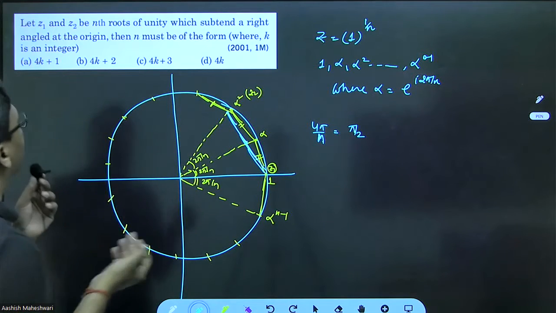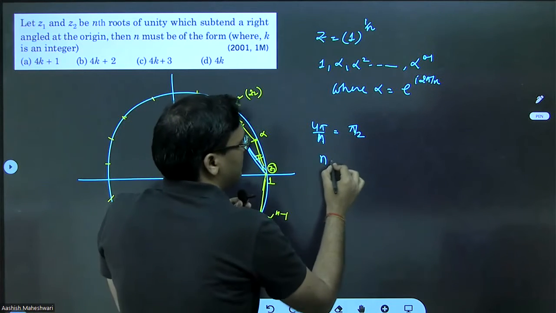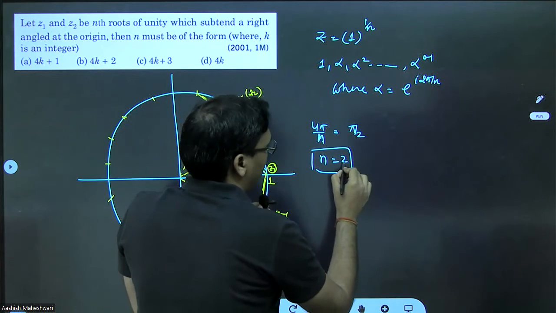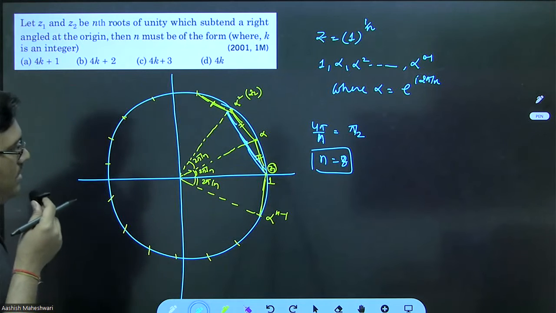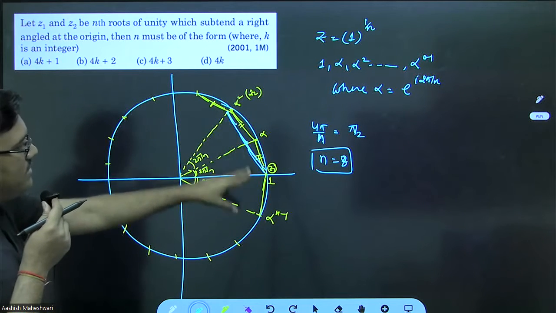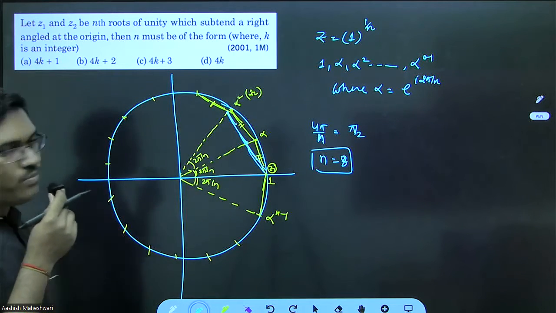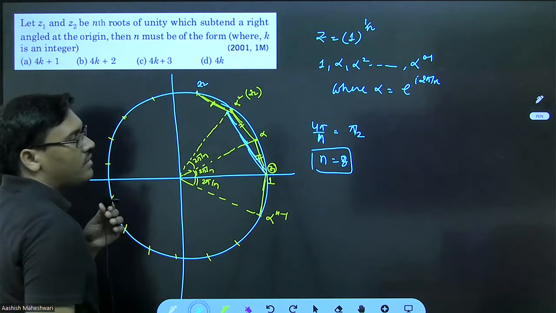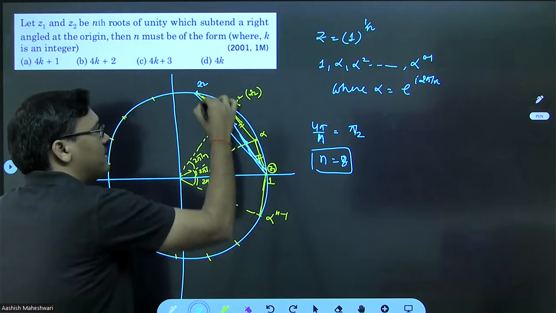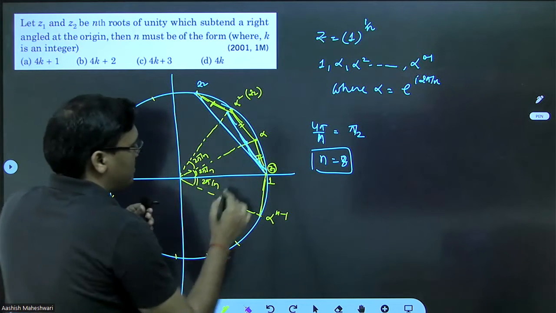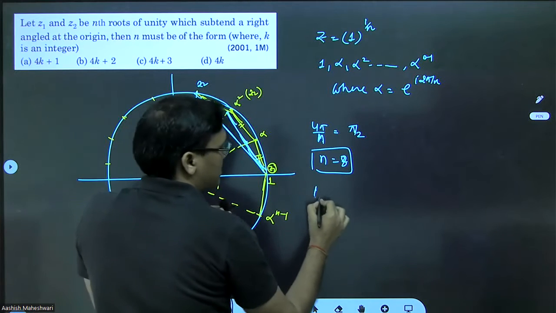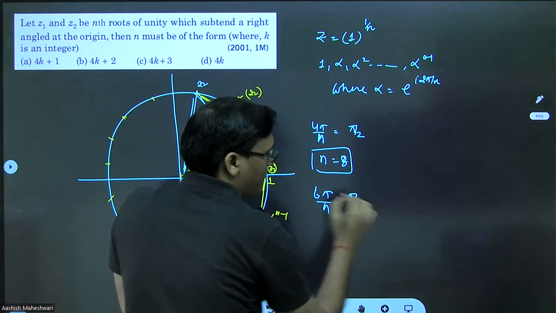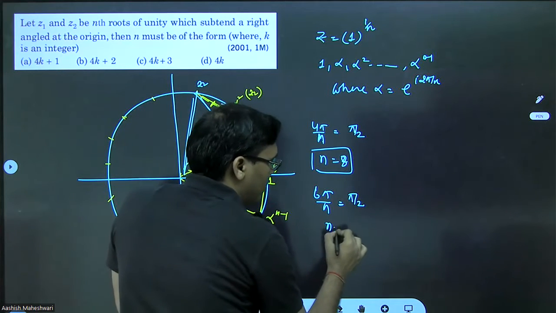So what is the question? n must be... so what is n? You can see n is equal to 8. Right? This is 4 pi by n, and the angle subtended is pi by 2, so n is equal to 8. Now, let's say this is Z1 and this is Z2. So what is the angle subtended here? You can see this is 6 pi by n, and this is equal to pi by 2. So n is equal to 12.